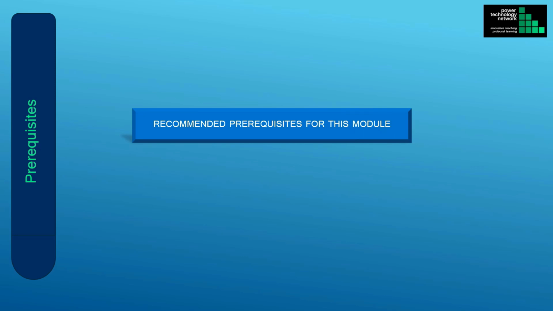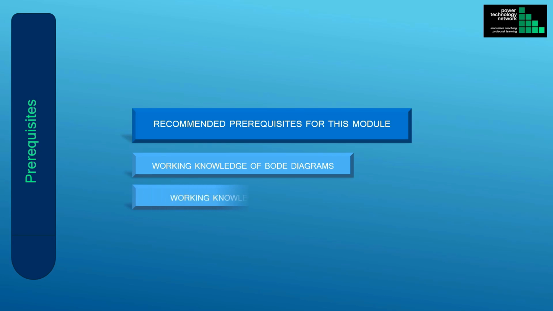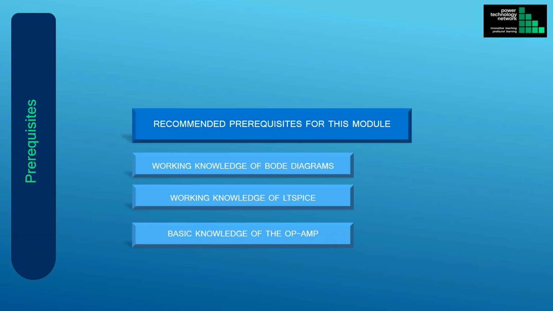Before we proceed with the course, we must look at what is required to make the most of this course. The prerequisites for this module are: first, the student should have a working understanding of Bode diagrams. Bode diagrams are used to display the amplitude and phase response of circuits. Second, we recommend that the student have a working knowledge of LTspice, which is a well-known and popular circuit simulation package. LTspice is free. Third, the student should have a basic understanding of the op-amp and its characteristics.